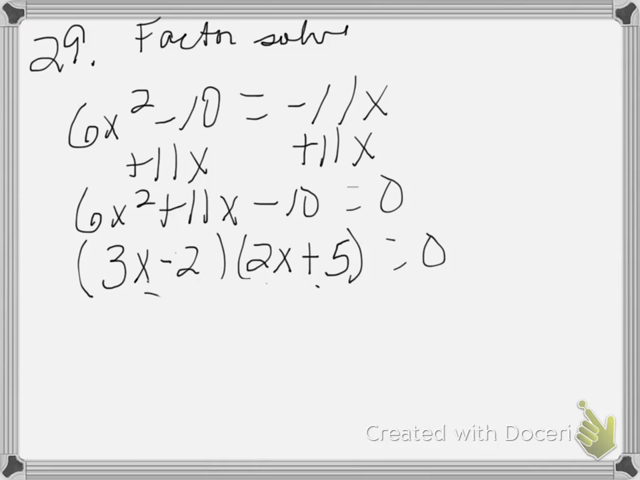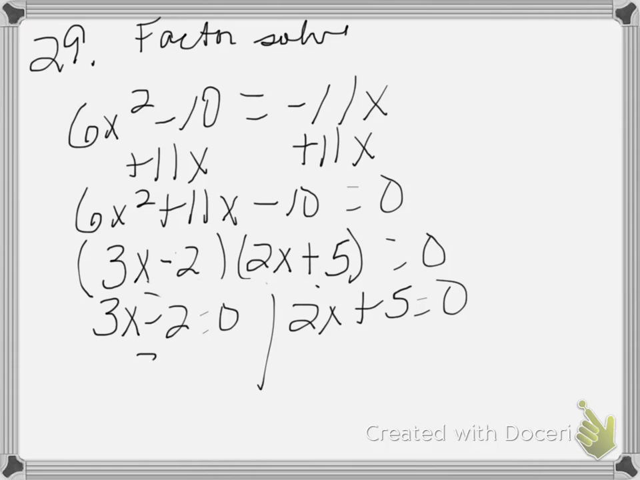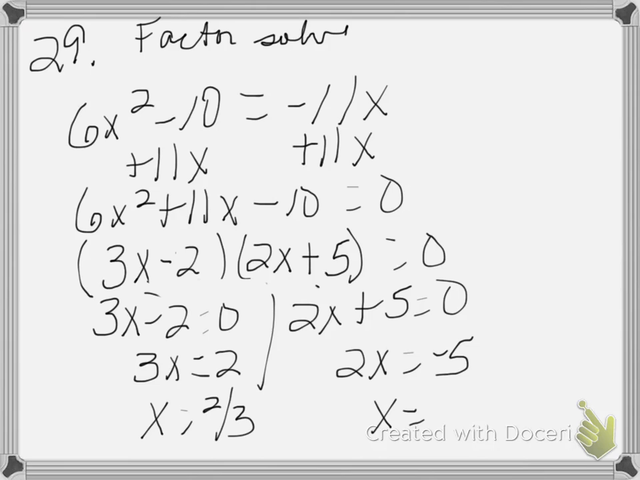Now I'll just put each one equal to 0. Add 2 and divide by 3. Subtract 5 and divide by 2.